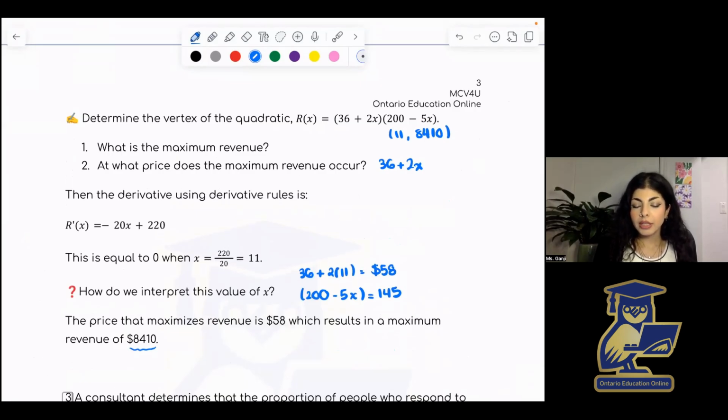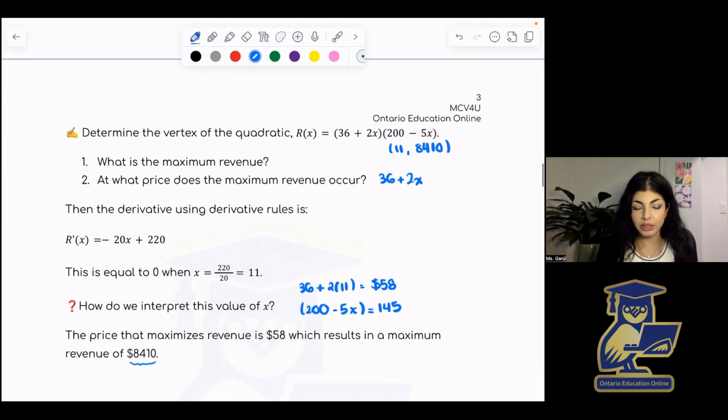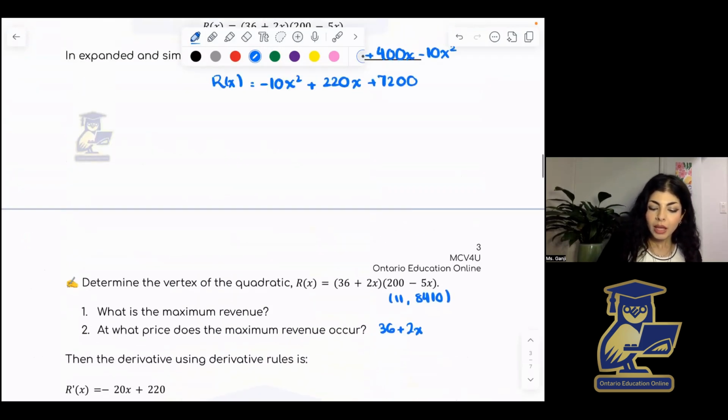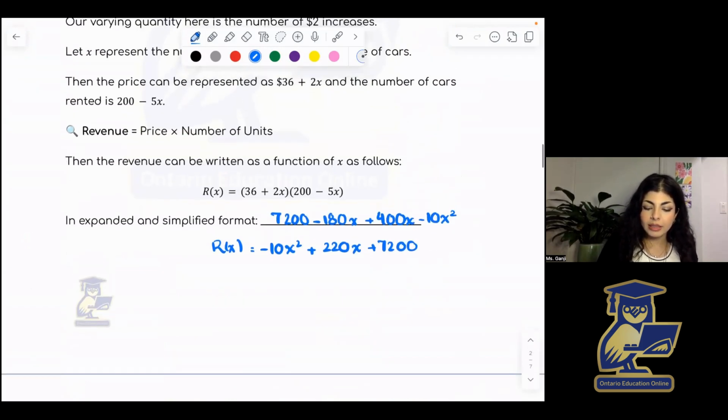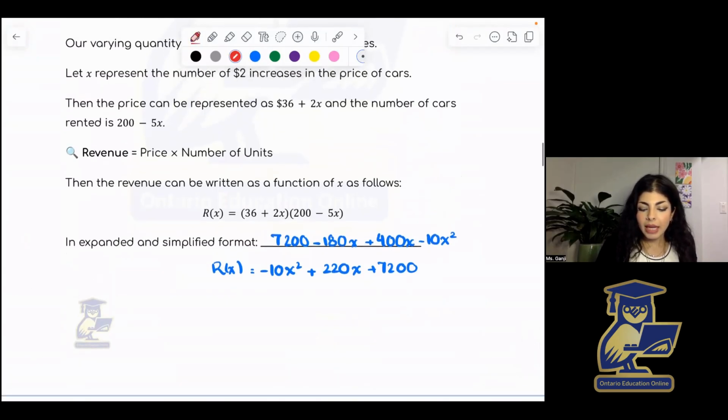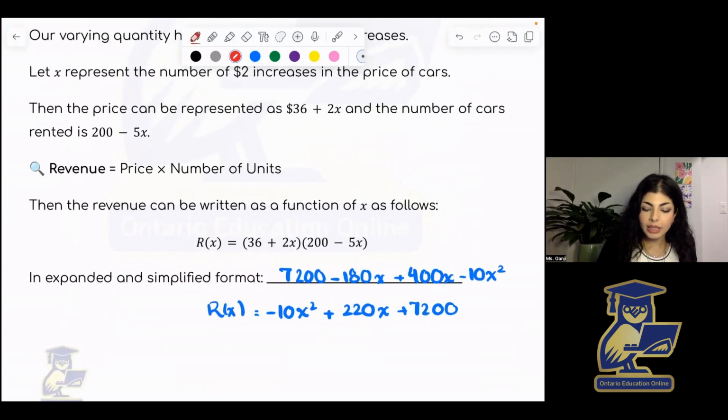Now, one more additional piece of information I'm going to add in here is that endpoint interpretation, which we actually do have to analyze for this function. So going back to our analysis up here, given that the cost is 36 plus 2x, we don't really have a restriction here. You can keep increasing this any amount. You can price your cars to be rented at any price that you want. So no restrictions there. But we do have a restriction over here when we have 200 minus 5x.